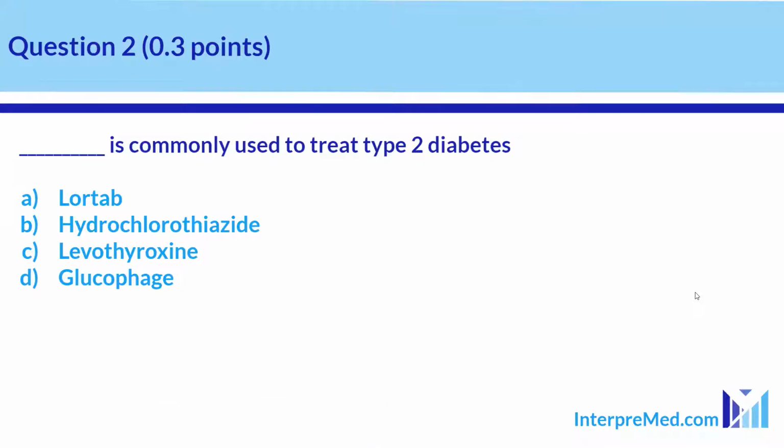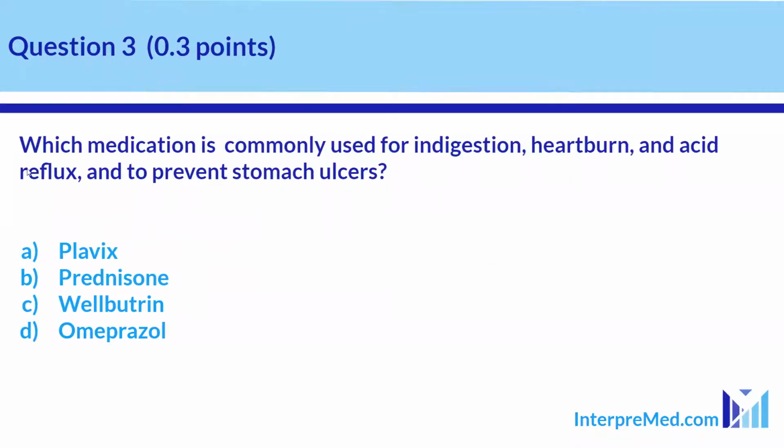Okay, and somebody who can keep track of the answers. Now we're going to the next question. So the number sign. Okay, thank you. Okay, next. Which medication is commonly used for indigestion, heartburn, and acid reflux, and to prevent stomach ulcers? Plavix, prednisone, Wellbutrin, omeprazole. Omeprazole. Okay, very well.